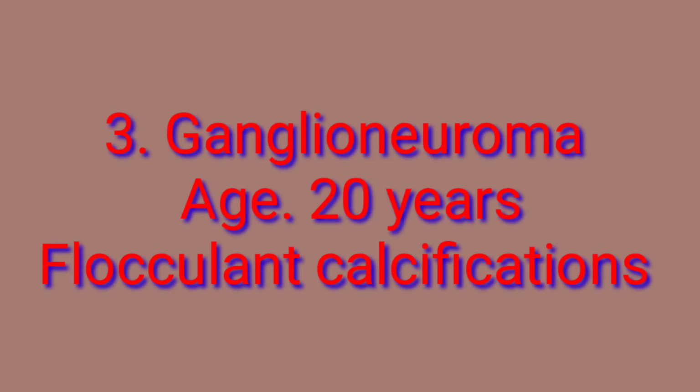While talking about adrenal calcifications in adults, you must think of ganglioneuroma. Ganglioneuroma usually happens at quite a young age, around 20 years, and to some extent the calcification type would be flocculent. So you will see flocculent calcification, and that would be a ganglioneuroma.